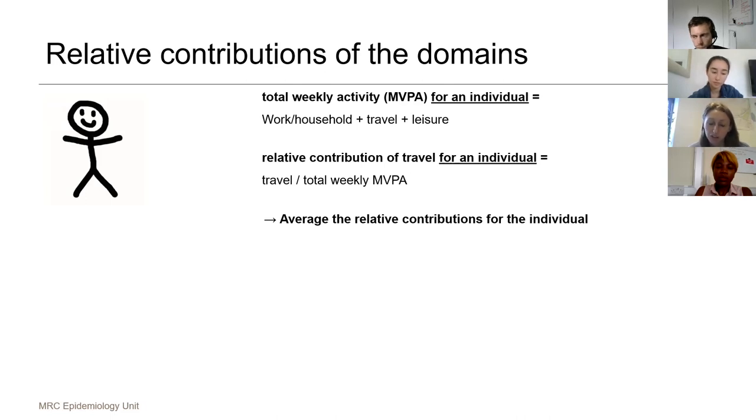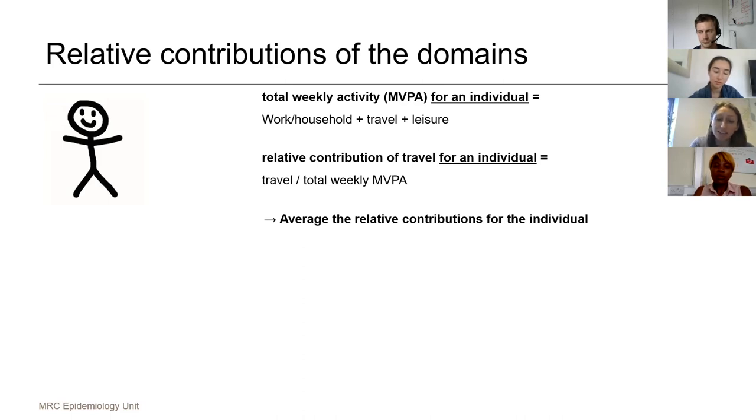So for example, if an individual did 1 hour of travel and 4 hours of work, household activity, they would have a contribution of 20% for travel. If they just did 1 hour of travel and nothing else, travel would contribute 100%. And so the India average would be the average contributions across all the individuals in the data set. So if an individual did really high volumes, and this particularly applied to the work and household domain, if someone reported a lot of work, the maximum that it could contribute is 100% for that one individual.